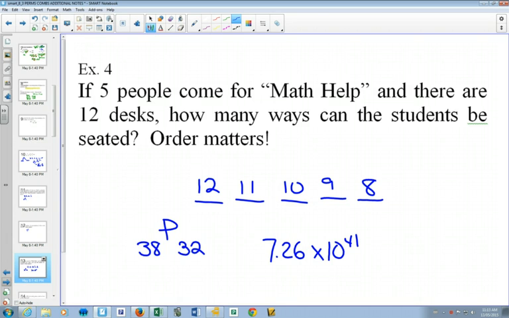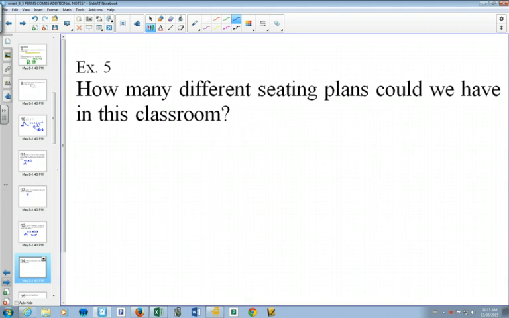So there's got to be one that works best, the most optimal seating plan where the most people are happy. And we just have to look through all of those to figure out which one it is. So that's how many seating plans we have for this classroom.